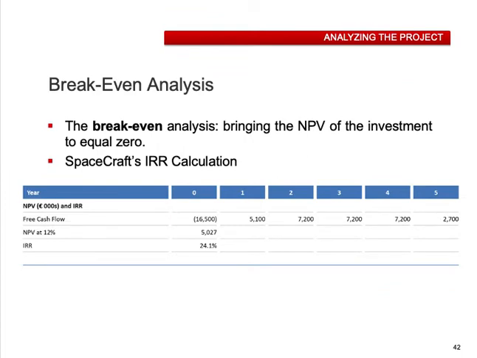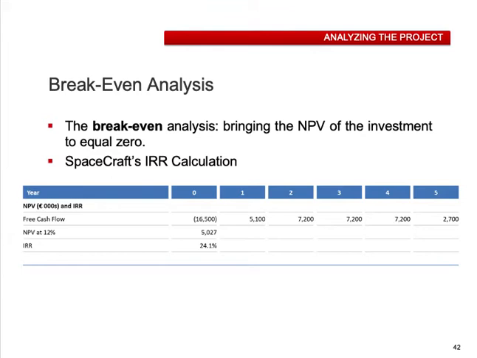The internal rate of return is a way of expressing the value of a project in a percentage instead of in a euro amount. So in the language of finance, the internal rate of return is the discount rate or the firm's cost of capital that makes the present value of the project's cash flow equal to the initial investment. So this is what we call break-even analysis. So we need to bring the net present value of the project to equal zero.